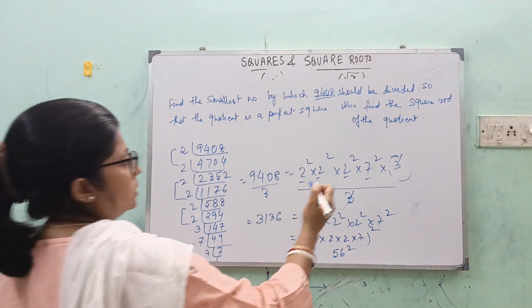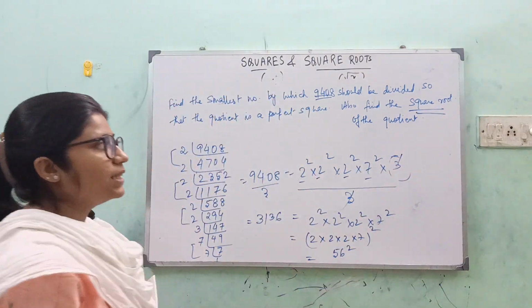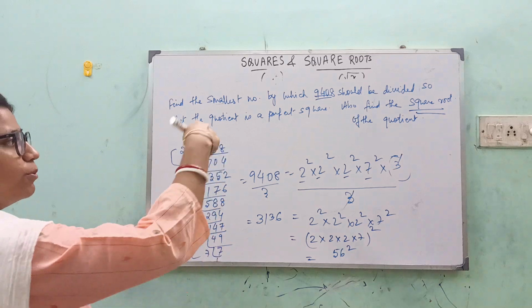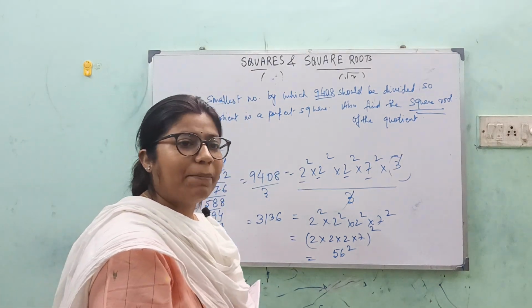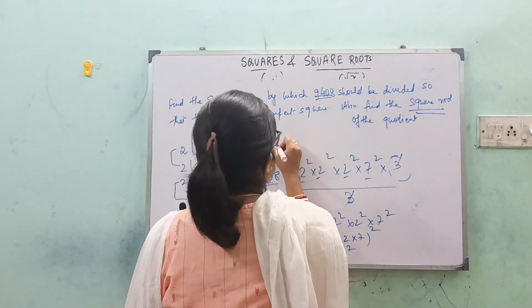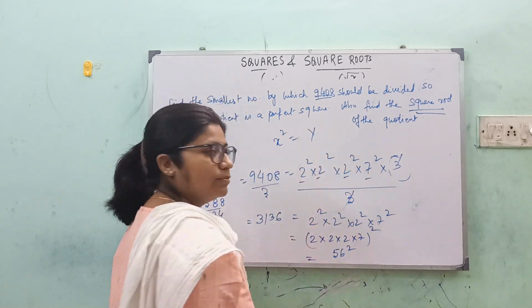Now this word, square root, is nothing but finding the opposite of square. Meaning when you square a particular number, when we find x squared, suppose we get y.